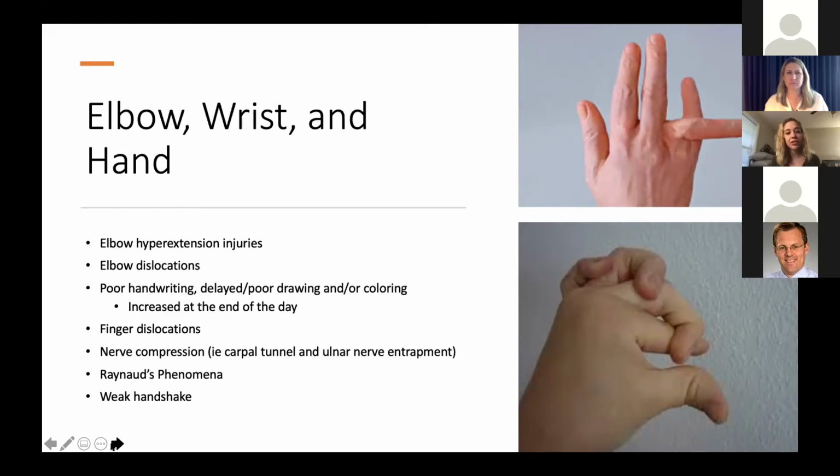We can see finger dislocations, and nerve compressions at the carpal tunnel, cubital tunnel, all of those places throughout the upper extremity. Raynaud's is also common. And then again, because those muscles are really struggling to support hypermobile joints, oftentimes the handshake is going to be very weak due to poor grip strength.